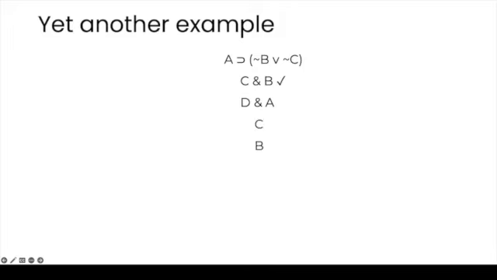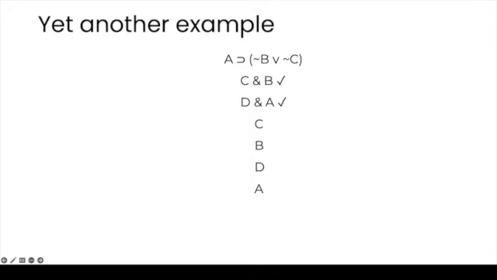So we check it and do our stack of sentences. Next, we do D and A. And this is what we get. Everything is straightforward so far. Now, the only compound sentence left is, if A, then not B or not C. How are we going to break it up?